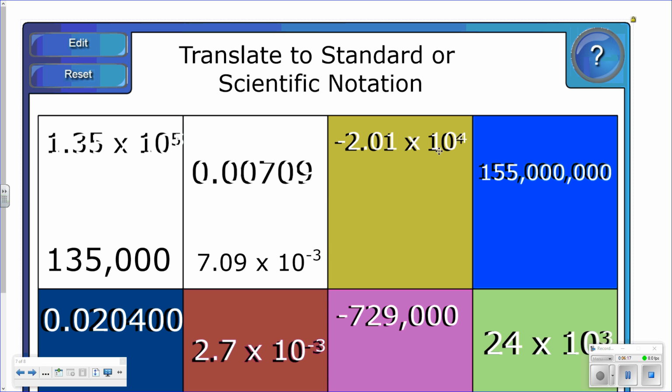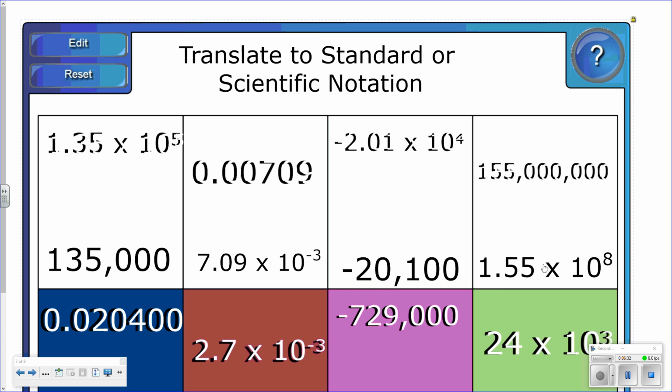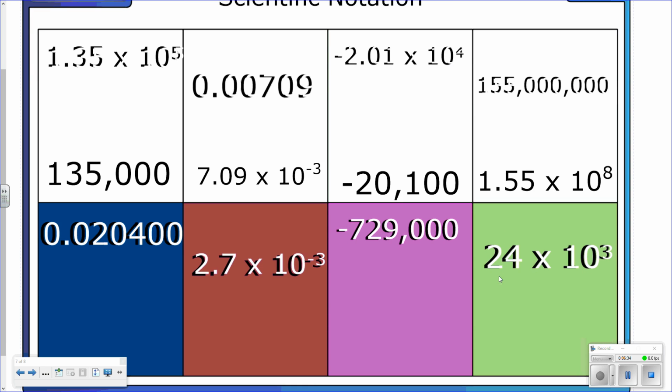Here, this is in scientific. I want to go standard, so I'm going to go 4 places to the right. This one is in standard to put in scientific. The decimal is at the very end, and I need it between the 1 and the 5. So I have moved it 8 places.